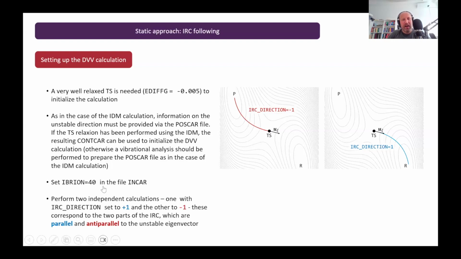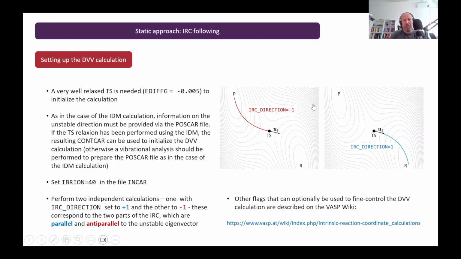In the INCAR file, we need to set IBRION to 40 to tell VASP that we wish to perform a damped velocity Verlet, DVV, calculation. And now we need to set the flag IRC direction to either plus or minus 1. The thing is that the calculation consists of two independent steps, right? Starting from the transition state, we can either move in a direction that is parallel with the initial, so with the unstable direction. In that case, we end up in this stable state, or we can move in a direction that is anti-parallel to the unstable direction. In that case, we end up in the other stable state, right? So we need to perform both calculations, and the direction parallel or anti-parallel with the initial direction is controlled by IRC direction that can be plus or minus 1.